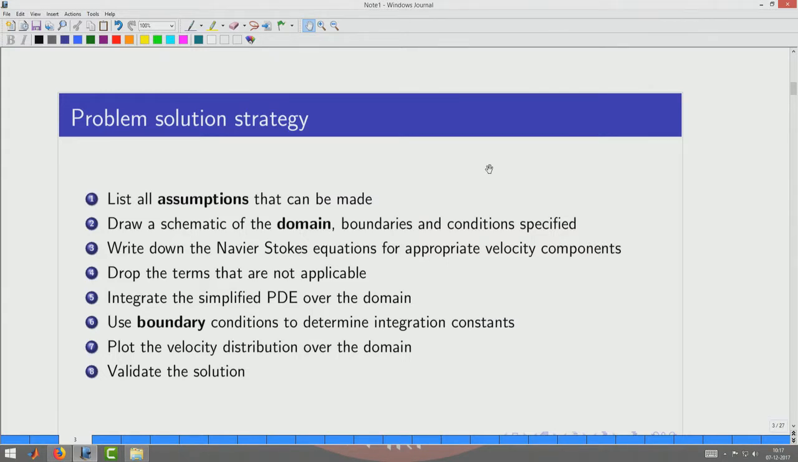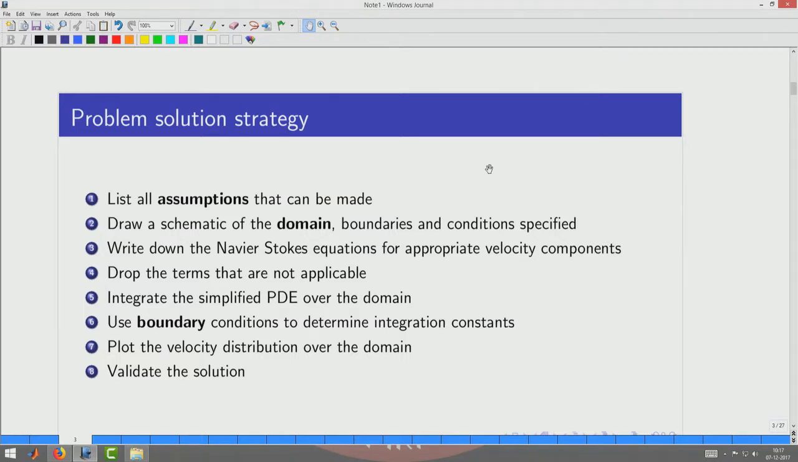And then we write the Navier-Stokes equation for the appropriate velocity component in the appropriate coordinate system, and then we look at all the terms and drop the terms that are not required because of the assumptions that we made, and then the equation will reduce to just a couple of terms which we can then integrate over the entire domain to arrive at the solution. And while writing the solution, we will usually have integration constants which we can determine using the boundary conditions, and once we have this solution in the analytical form, we can plot the velocity distribution over the entire domain and examine whether the distribution looks reasonable and appropriate for the problem that we started off.